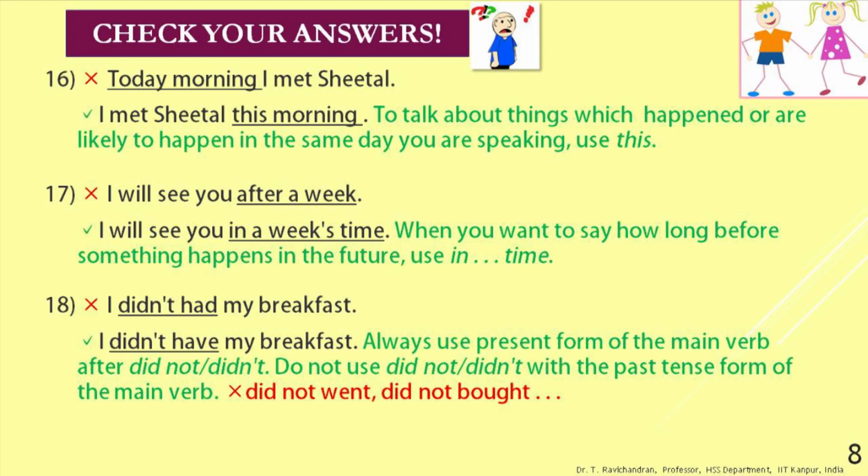18. A typical usage wrongly used frequently is: I didn't had my breakfast. Correct form: I didn't have my breakfast. Reason: always use the present form of the main verb, that is have, has, so not had, after did or did not, didn't.